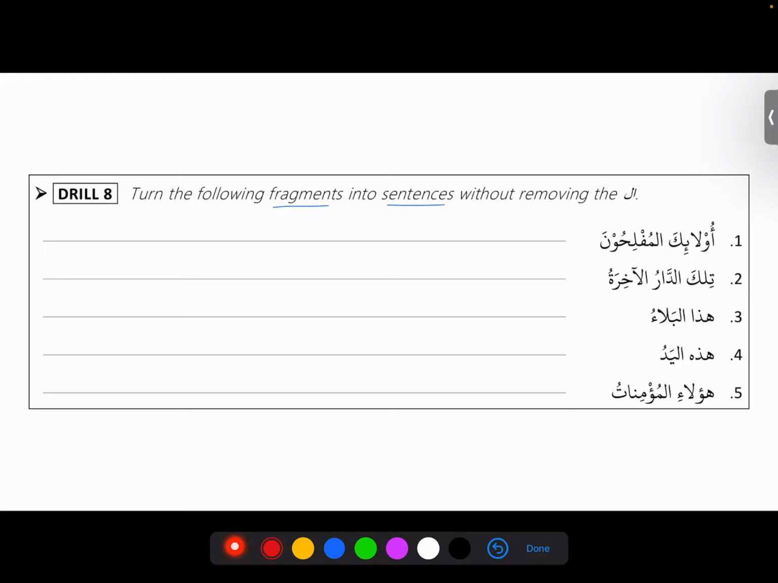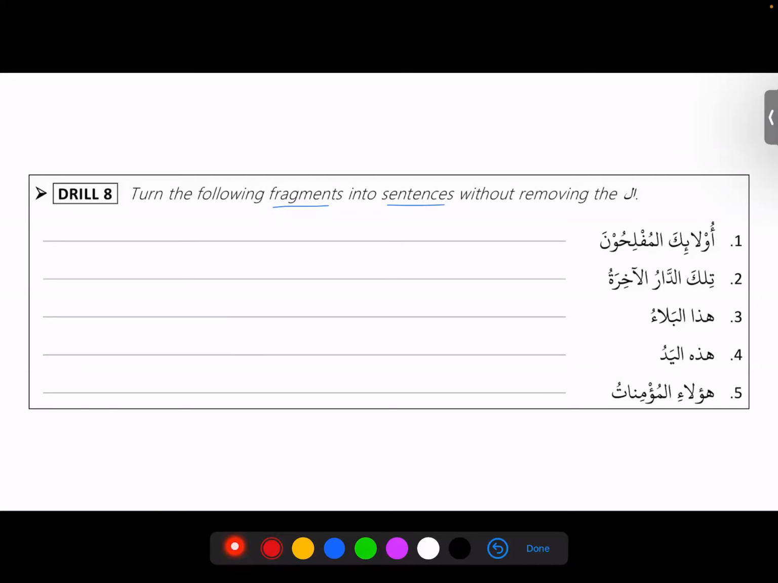Listen to the question. Ulaikal muflihun. How are we going to translate? I didn't put any pronoun in between yet. Translation: those successful. Okay, because it's a fragment. We're going to say more about those successful people, right? Those successful people will go to Jannah, right? So this is a fragment, ulaikal muflihun.